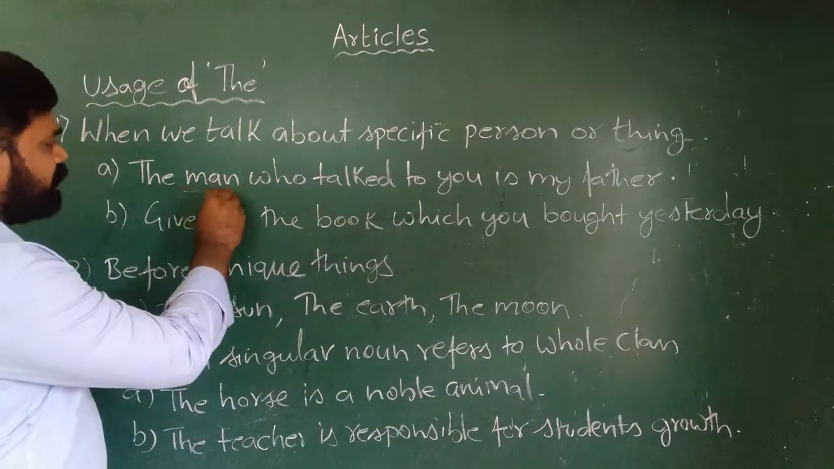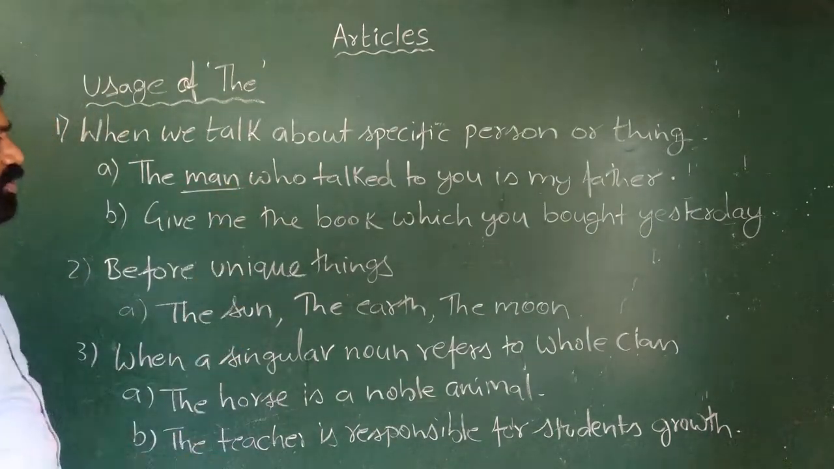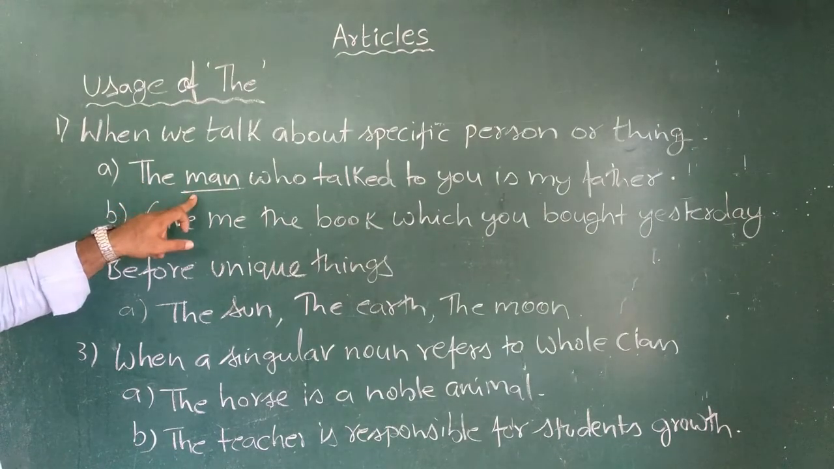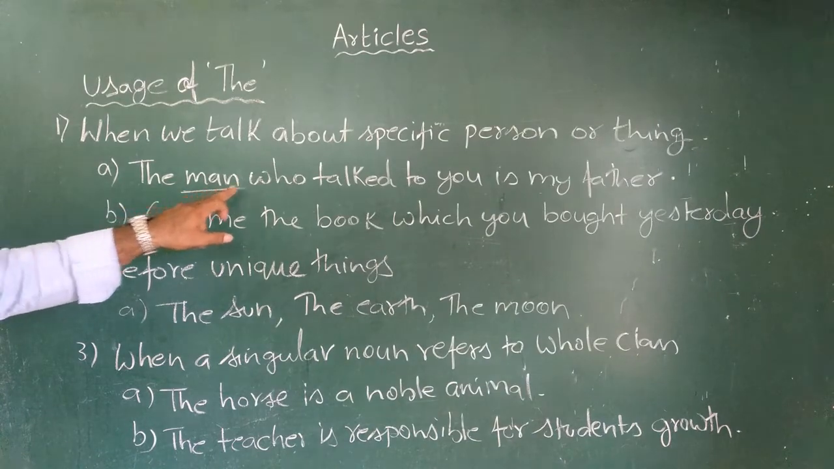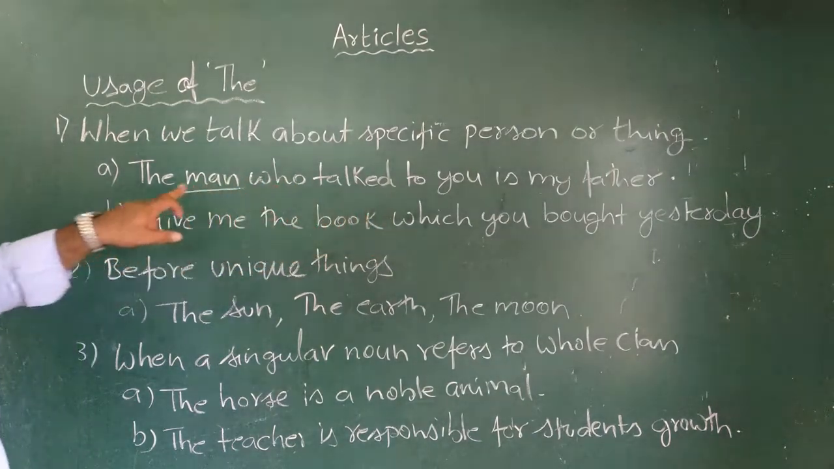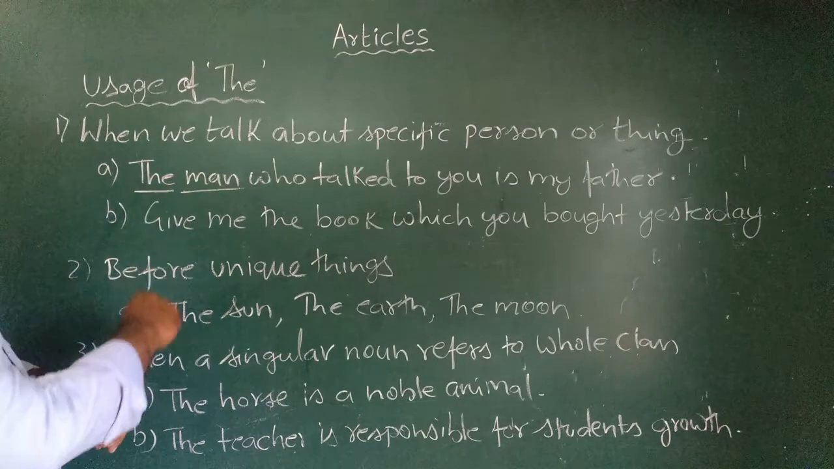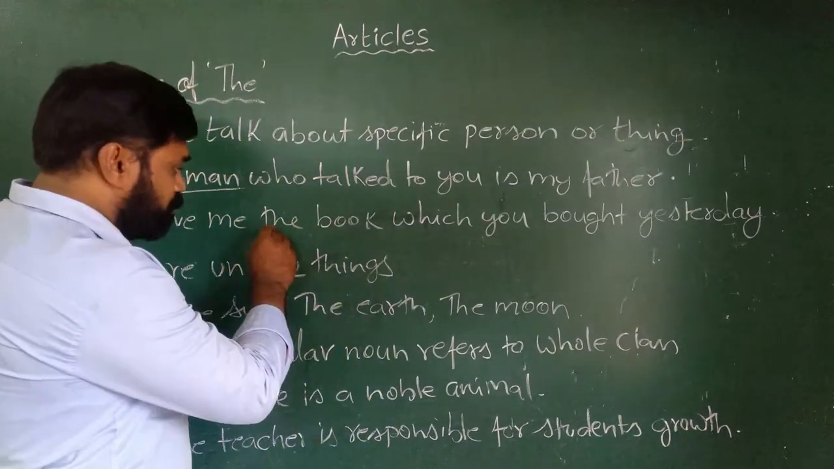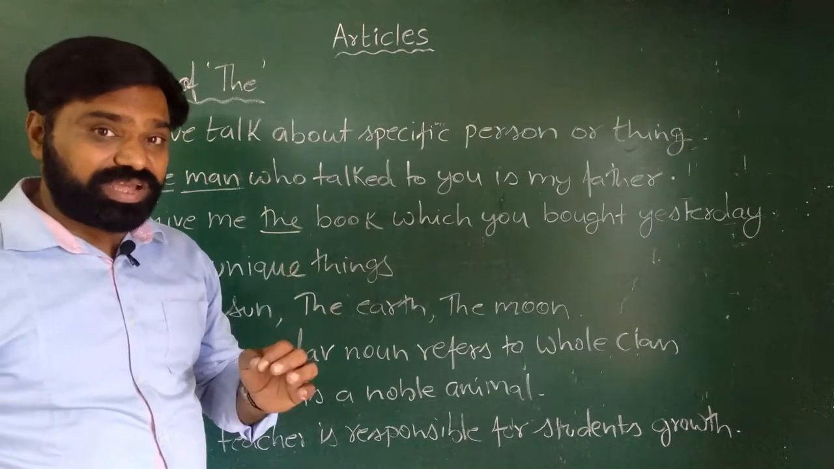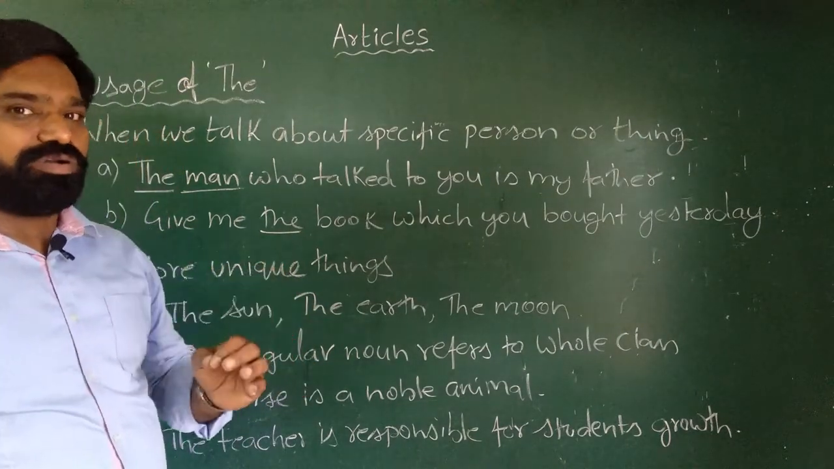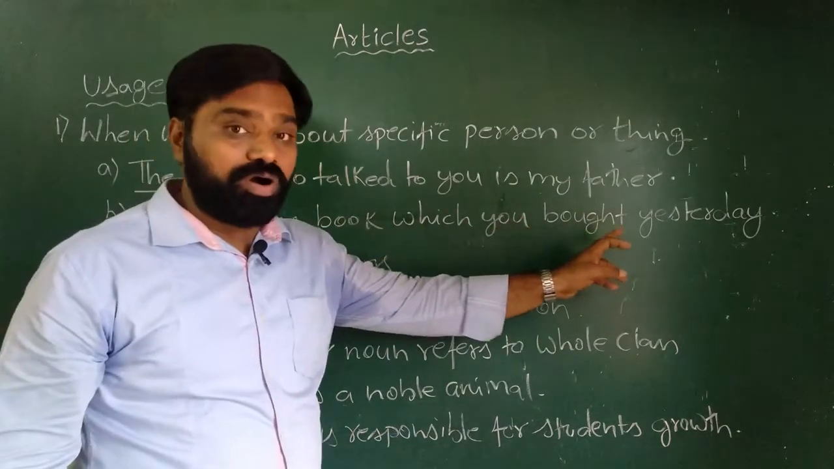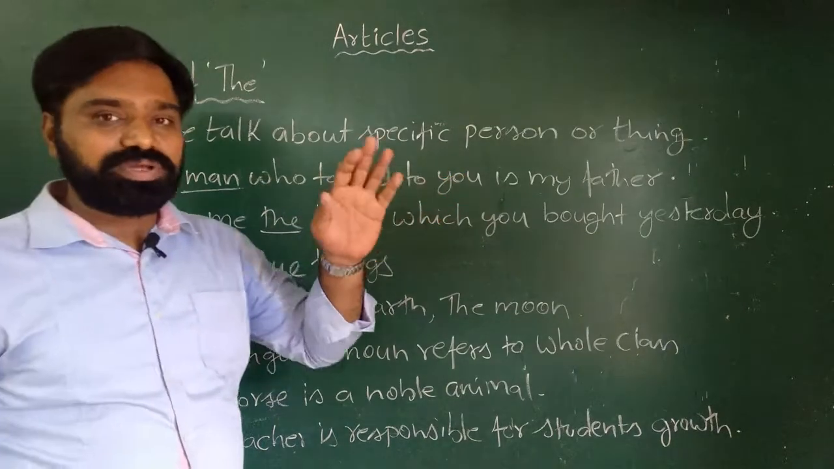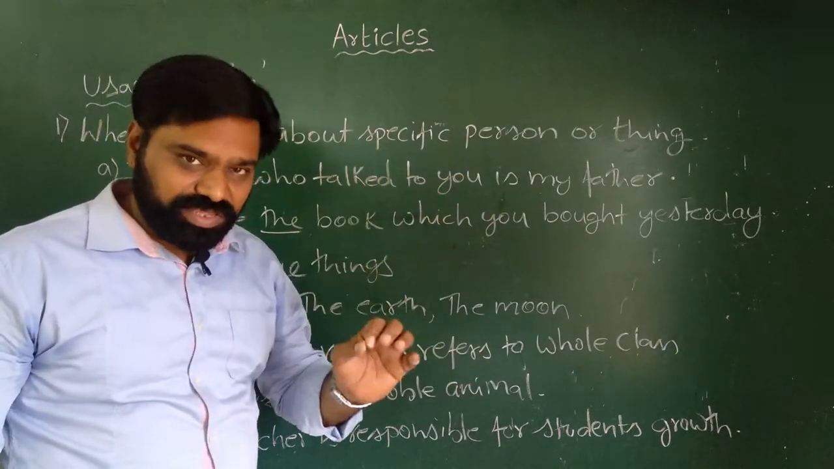Here man is a common noun and we are using the article the before it, because we know which man we are talking about. We are talking about the man who talked to you. So we use the article the before this. Give me the book. When I say the book, I am definite, I am specific about which book I want. I want the book which you bought yesterday. So we use the article the when we talk about a specific person or specific thing.